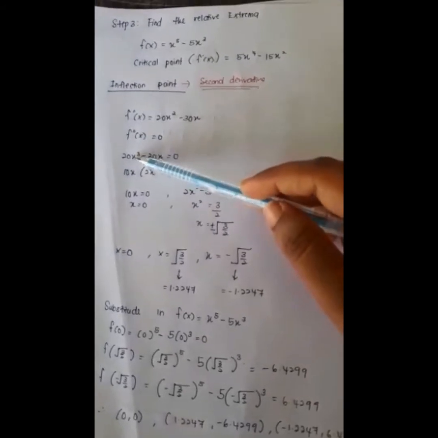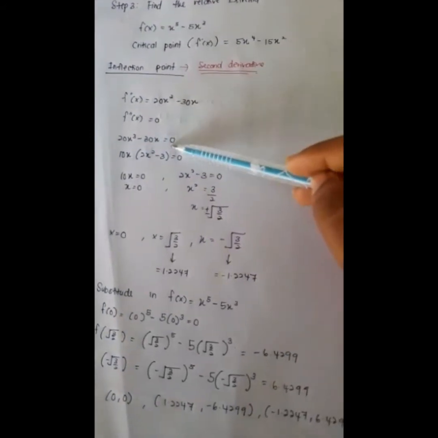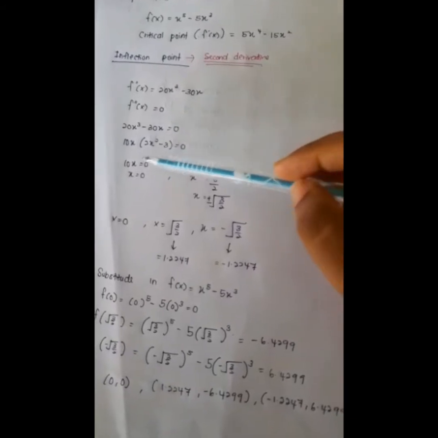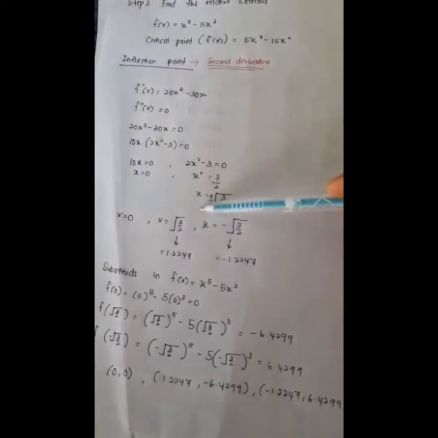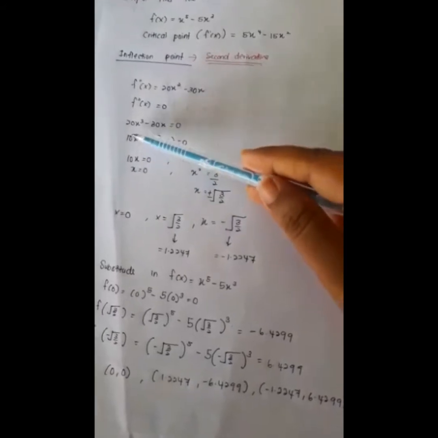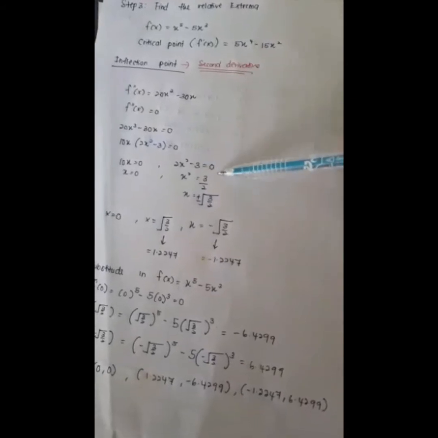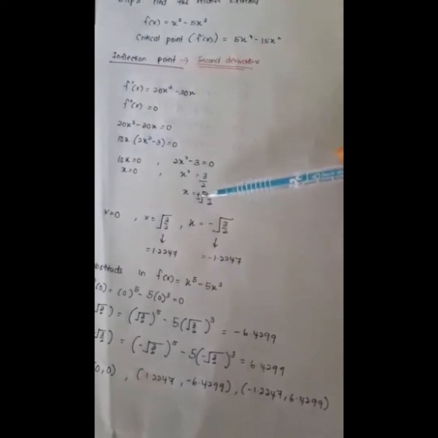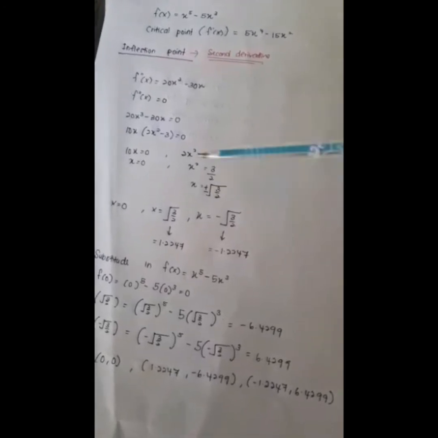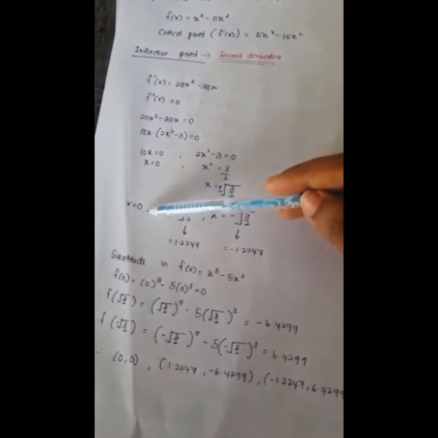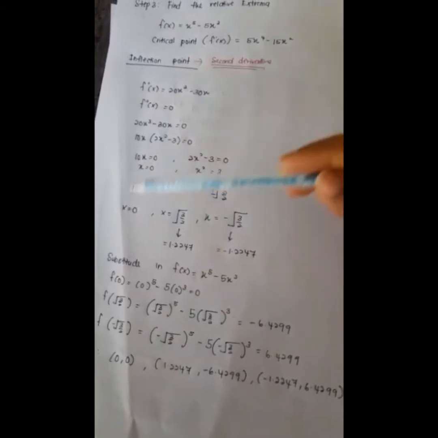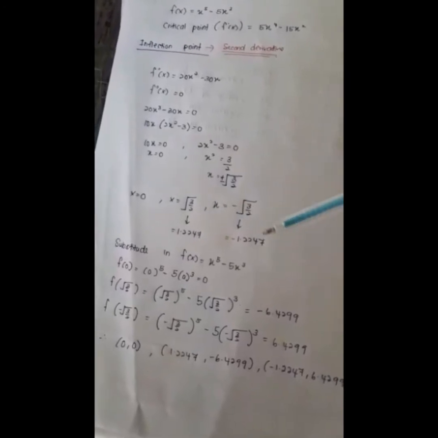So 20x power 3 minus 30 equals 0. We have to factorize like normal. 10x equals 0, so x equals 0. Then 2x square minus 3 equals 0, so our x will be positive or negative square root 3 over 2. So we got three values: x equals 0, x equals square root 3 over 2, and x equals negative square root 3 over 2. This is in point form.